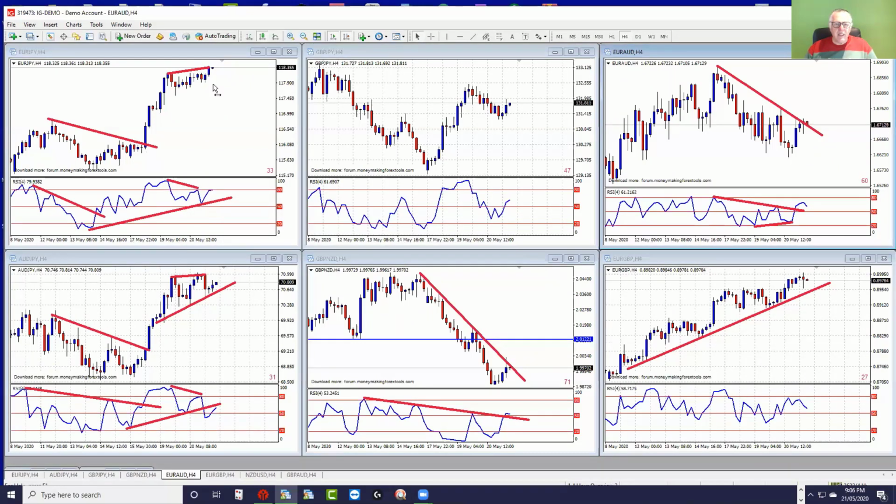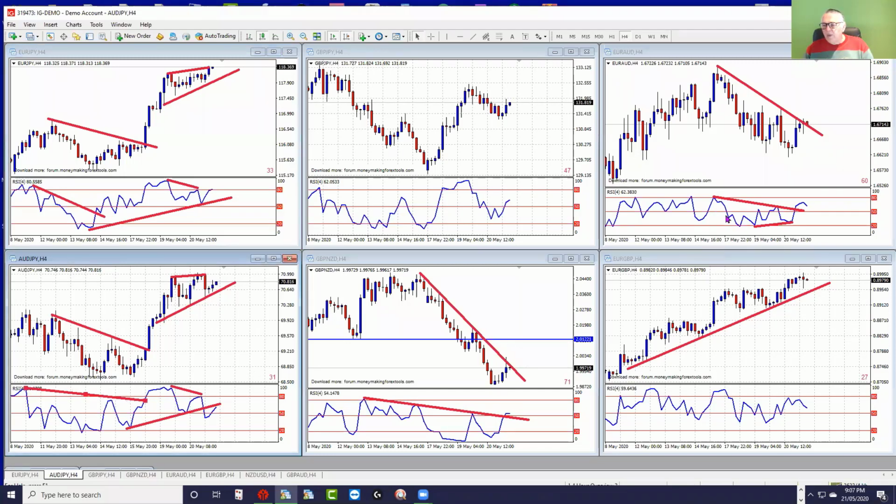trend line violation. Again, very similar. You can see a lot of these charts are setting up in exactly a similar situation. Look at those charts. The basic setup is the same. And let's have a look.